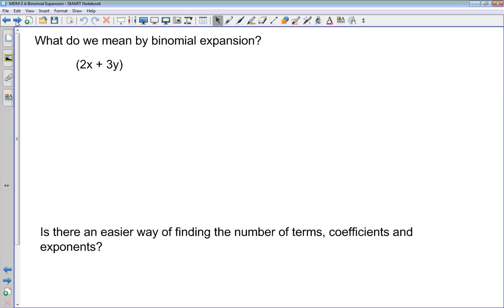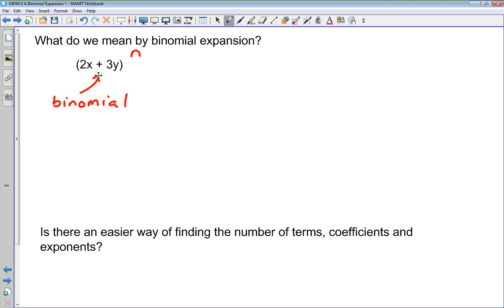So first off, what do we mean by binomial expansion? Well, what do we mean by a binomial? Going back to grade 9, a binomial is just a polynomial that has two terms in it. So this thing that we've got right here is a binomial. And if we're looking to expand it, we are raising this entire binomial, that's why it's in brackets, to some exponent n. Okay? And then we are expanding it and collecting like terms.